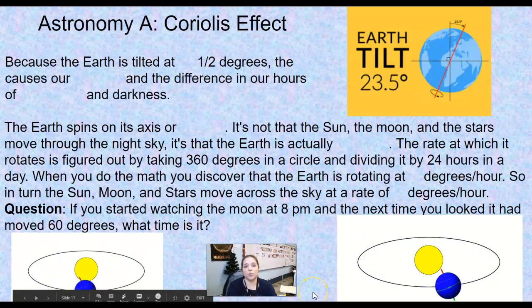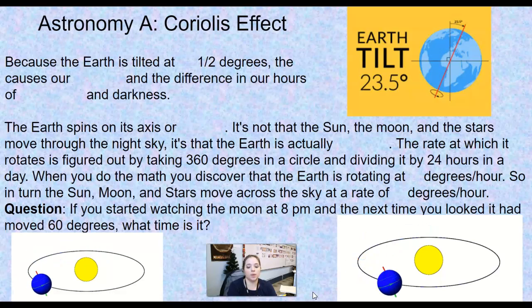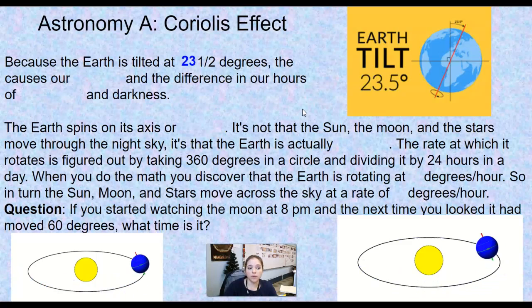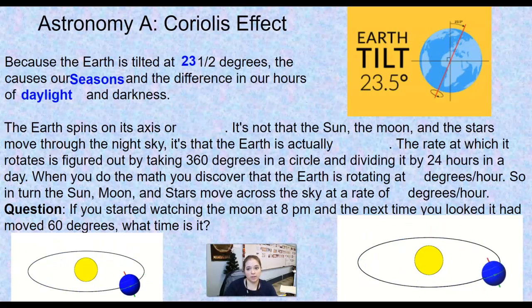All right, so today is going to be a really quick one. We're going to go over the Coriolis effect and how that involves astronomy. Now, we looked at it in meteorology, and it determines wind patterns. Here's the reason why: because Earth is tilted at 23.5 degrees. And that's why we have the Coriolis effect. And this causes our seasons and differences in hours of daylight and darkness.